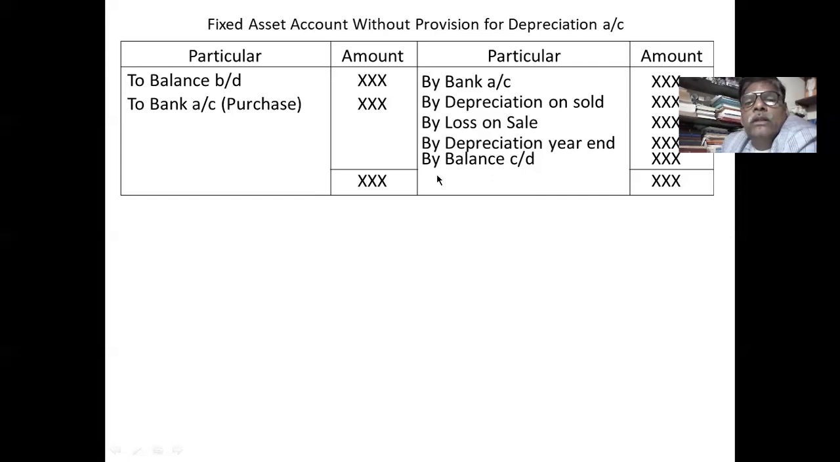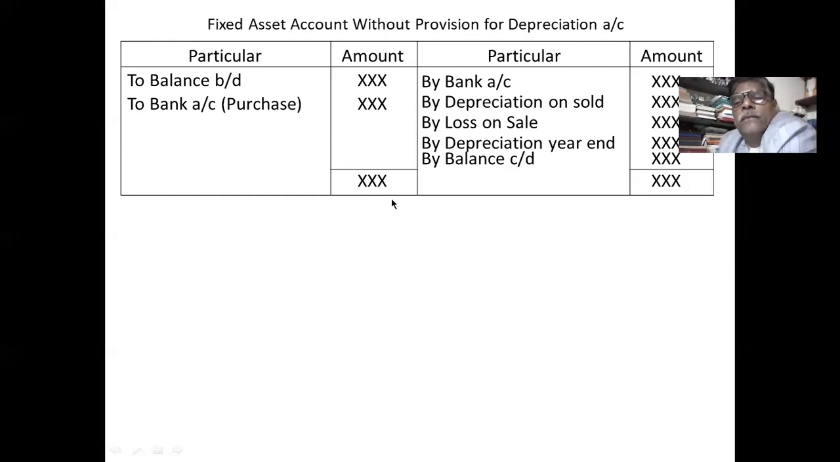In this way you complete the fixed asset account and find out the purchase of asset if the sale is given in the problem. If the sale of asset is given in the problem, you have to calculate the purchase of asset. In this way, you complete this account.